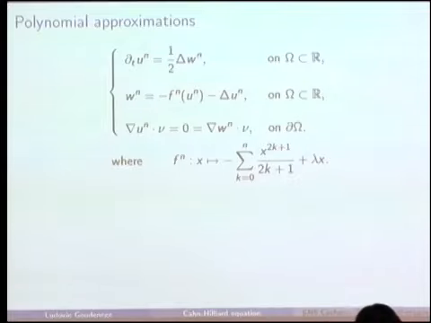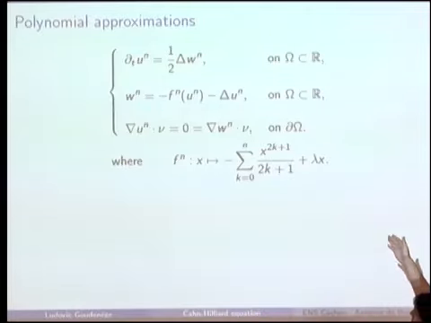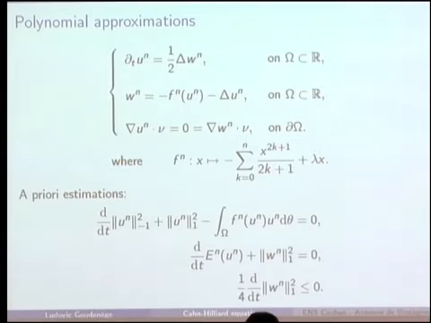So in the deterministic problem, if we want to treat the singularity, we have to try with some polynomial approximation. So you have the functional which is singular. We have a polynomial approximation of this function, and we try to understand the solution. So we have some a priori estimates.